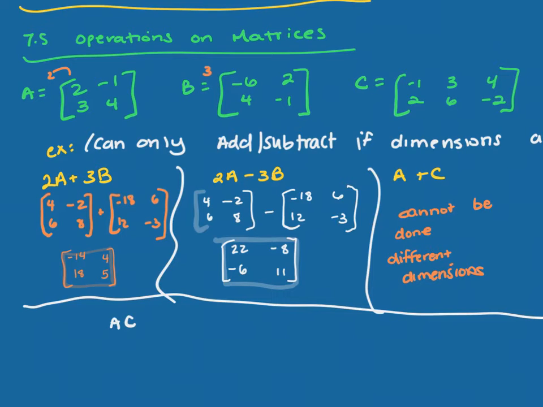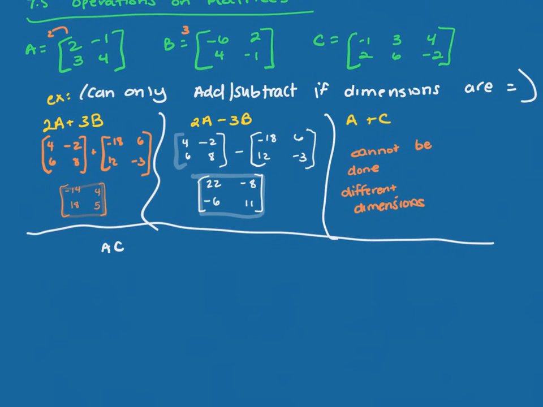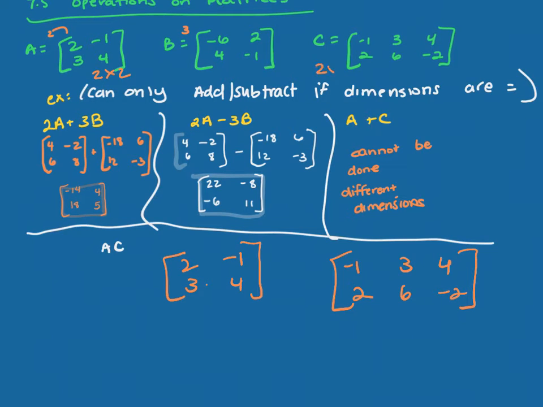Questions on adding or subtracting or the scalar multiple? Okay, then comes multiplying. So A times C, I'm just going to rewrite them down here on the bottom. 2, -1, 3, 4 is A. C is -1, 3, 4, 2, 6, -2. This is a 2 by 2. This is a 2 by 3.